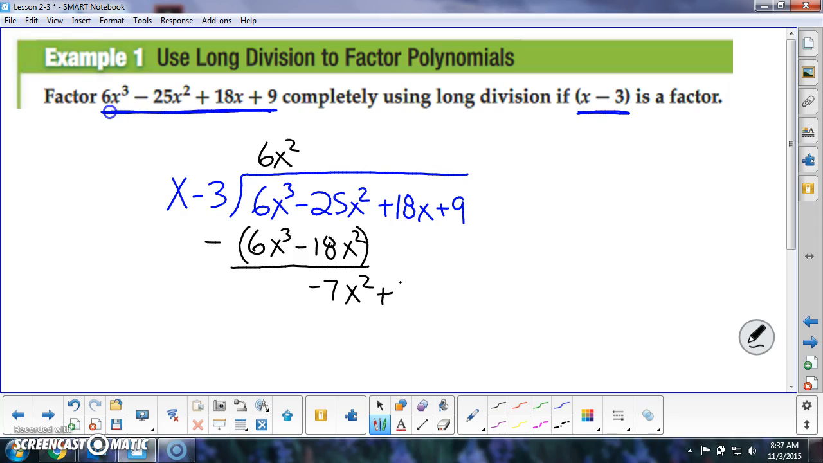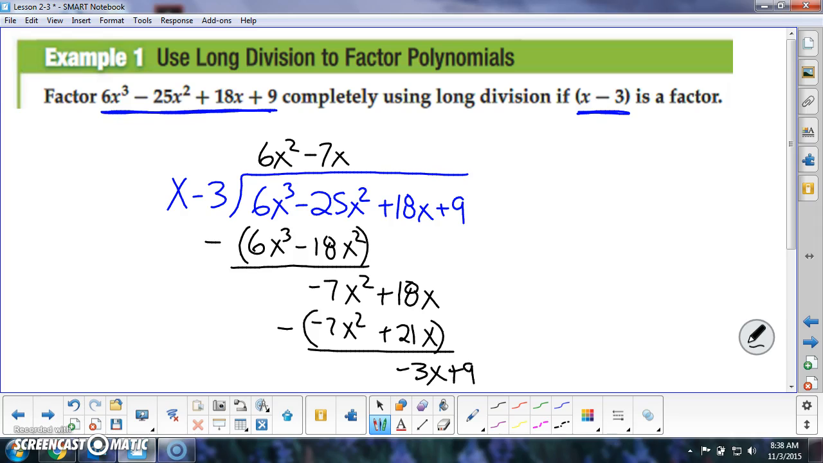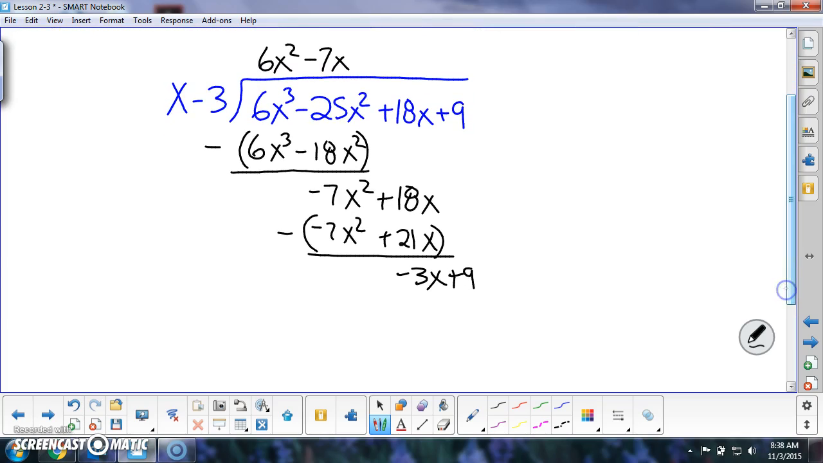Bring down the next term, plus 18x. So now we ask ourselves what times x would give us the negative 7x squared. So that's going to be a negative 7x. Take that times each of the terms. We get a negative 7x squared plus 21x. Subtract the two. Notice I'm putting parentheses around the bottom set so that I remember to distribute that negative sign. It's going to give us a negative 3x. Bring down the last term and do it one last time. So what times x gives us the negative 3x? That would be negative 3.